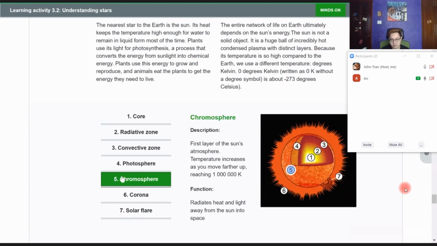5. Chromosphere. Position: first layer of the sun's atmosphere. Temperature increases as you move further up, reaching up to 1 million K. Kelvin here is like million degrees Celsius, like a lot. The sun is basically a massive nuclear reactor, you know. Very, very hot in there.